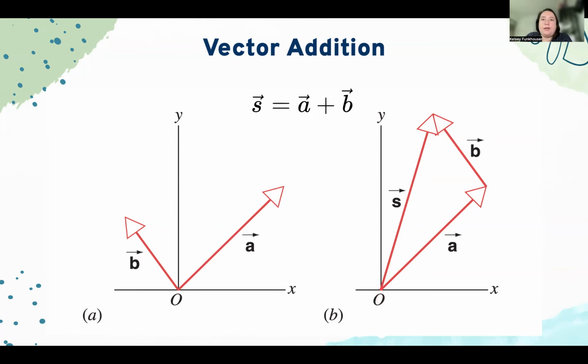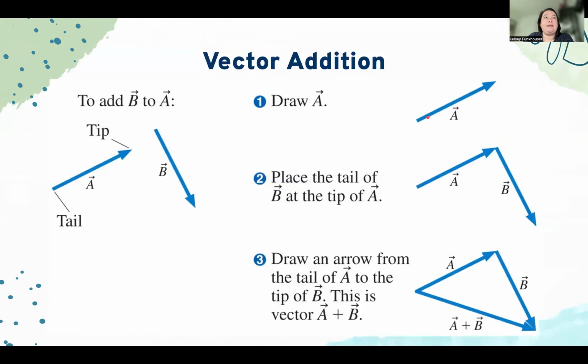And then we draw a vector from the tail of A to the tip of B, and that is the S vector, or the sum of the two. It's another useful graphic for this.